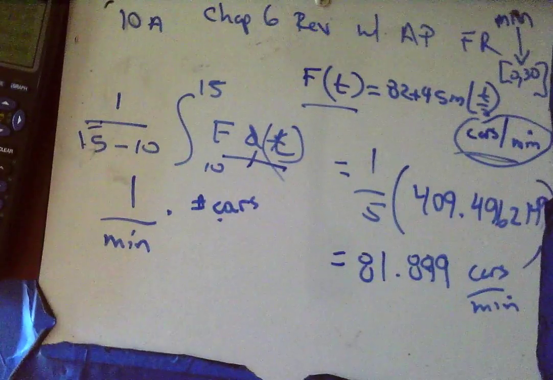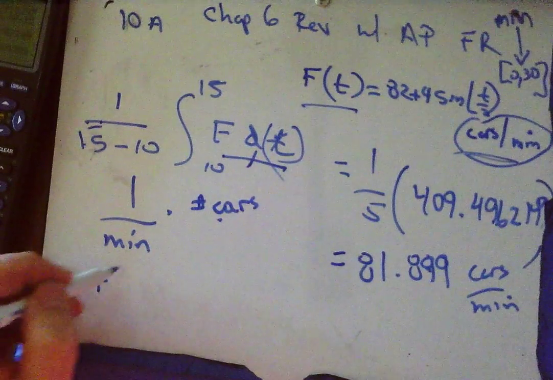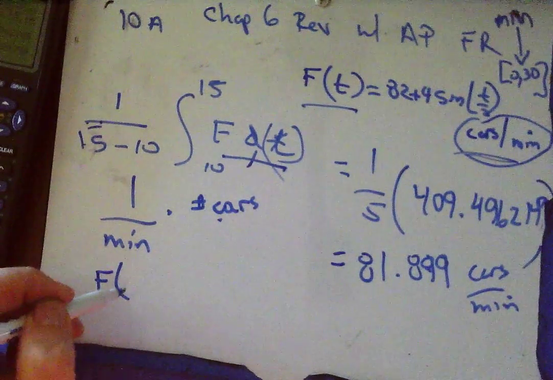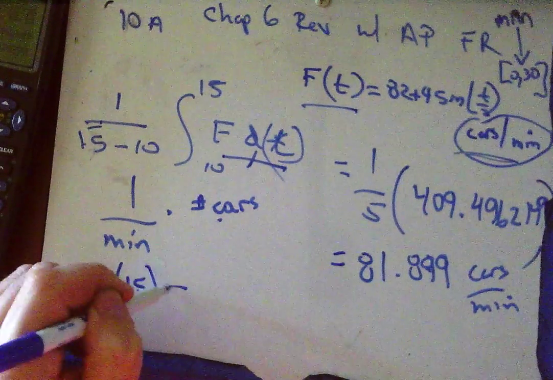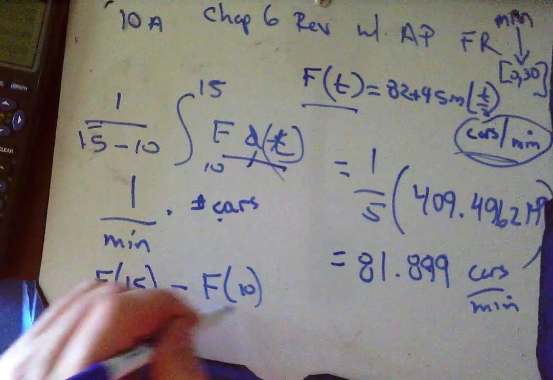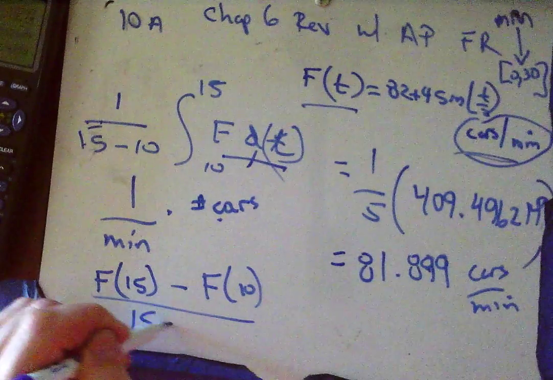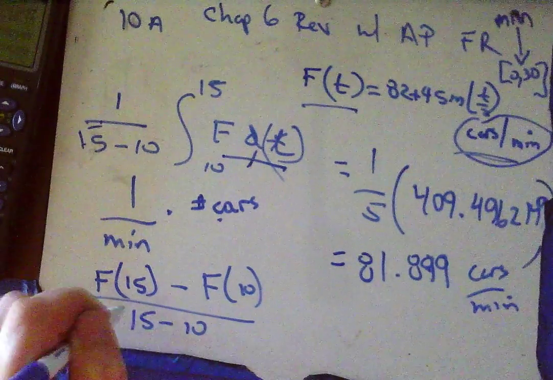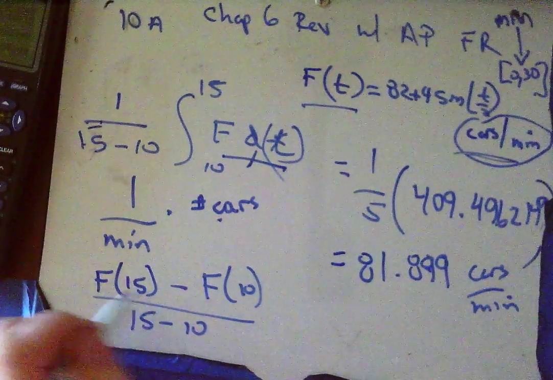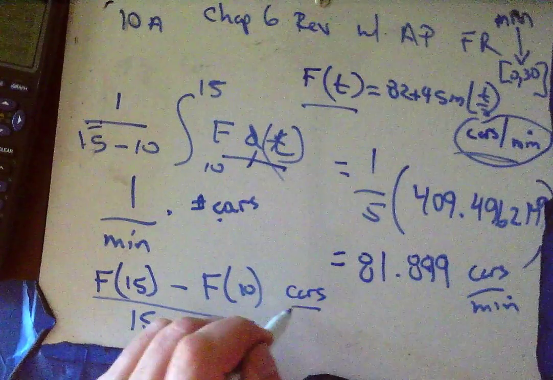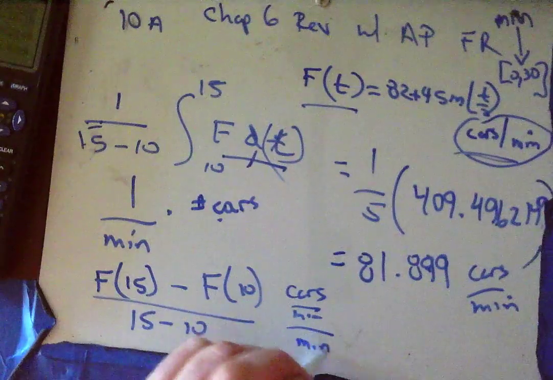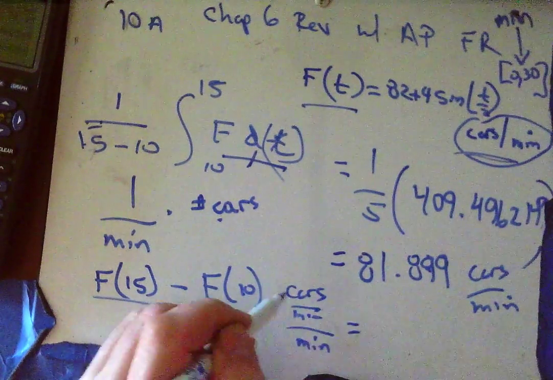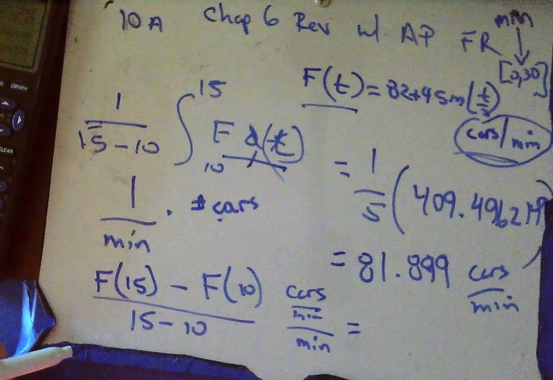Average rate of change is f of 15 minus f of 10 over 15 minus 10. This is our average rate of change. Remember, these are cars per minute for f over minute. So this is going to be cars per minute or cars per minute squared.